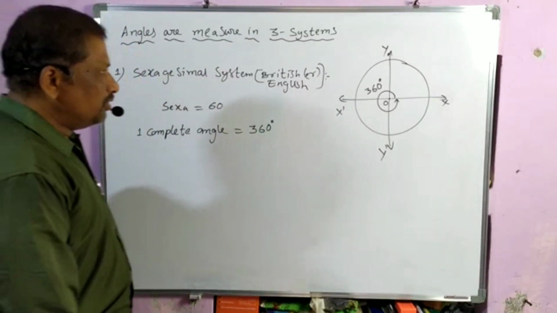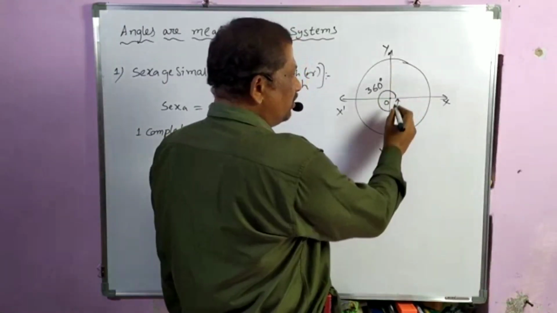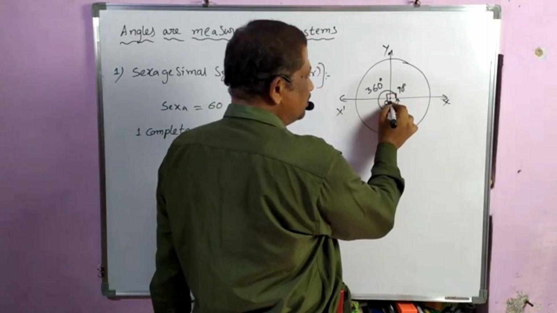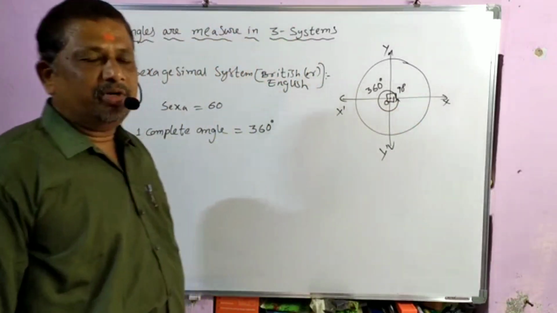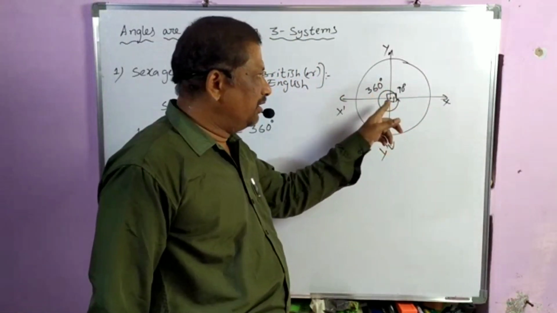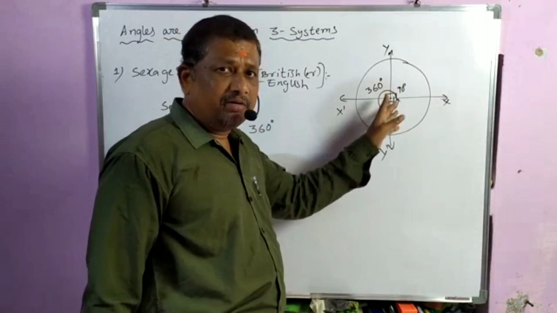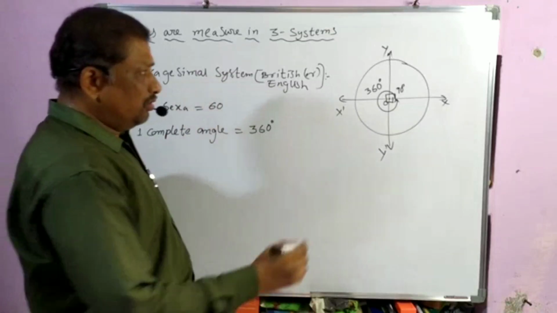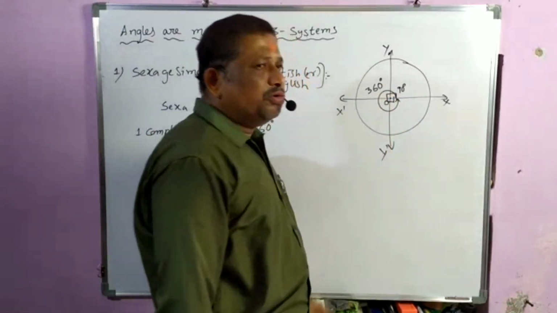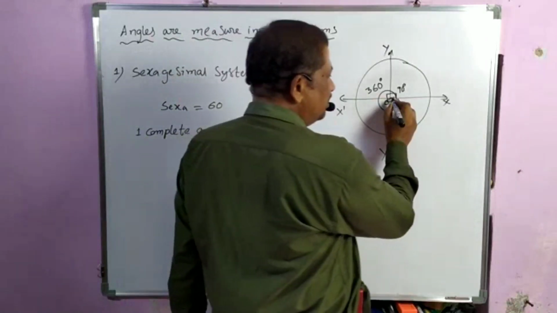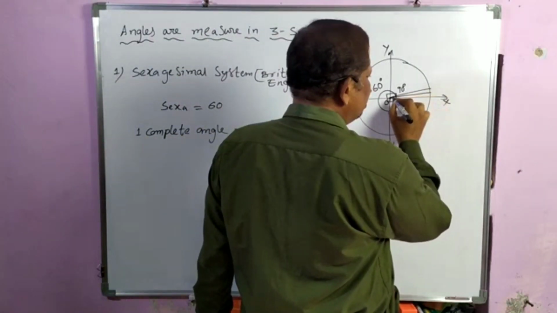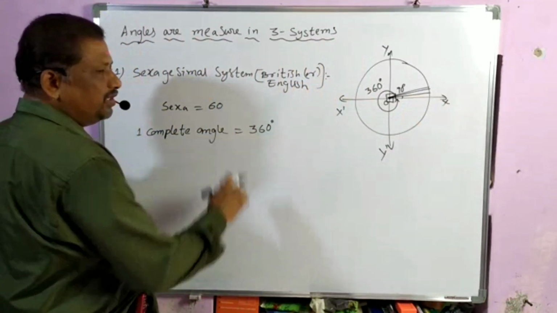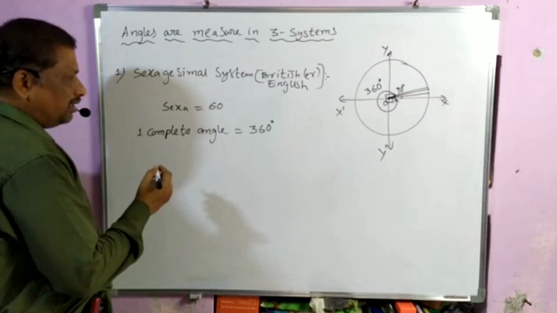Okay. So this is divided into four parts. Each part is one right angle, 90 degrees. So there are a total of four right angles. The addition of four right angles becomes 360 degrees. That is the complete angle. So the complete angle is divided into 360 equal parts, and each part is called a degree, 1 degree.